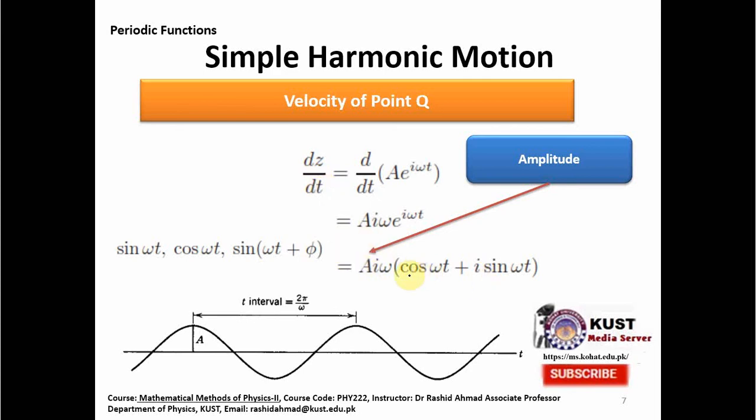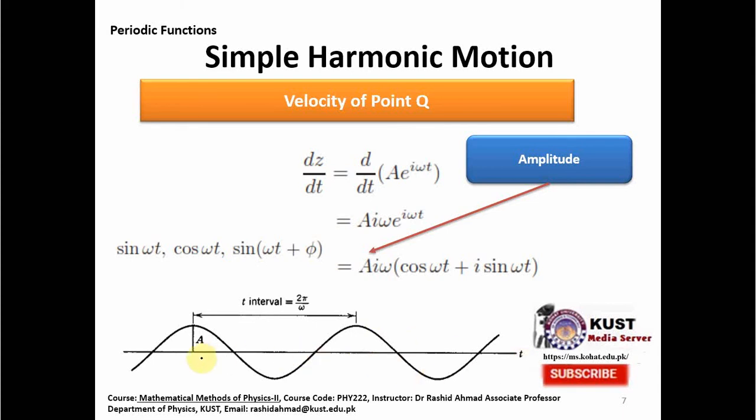And if we open this Euler function again, we will get cos omega t plus i sine omega t. All these are periodic functions, and sine omega t is equal to cos omega t, only different in the phase angle, so the motion is cos omega t or sine of omega t plus phi; otherwise they are just equal. So let's draw these x and y components with respect to t.